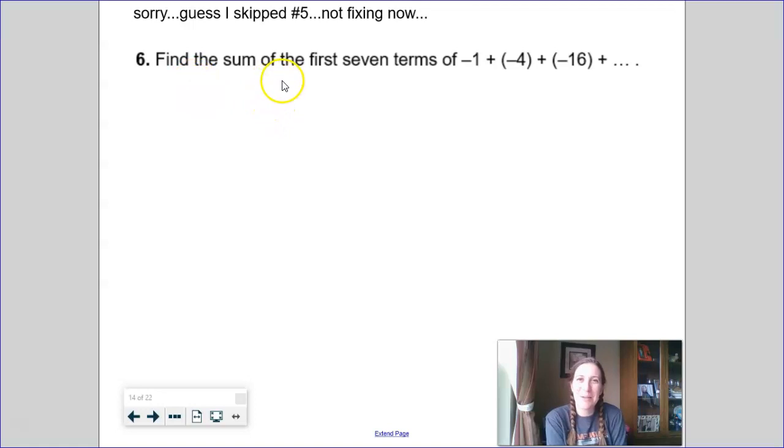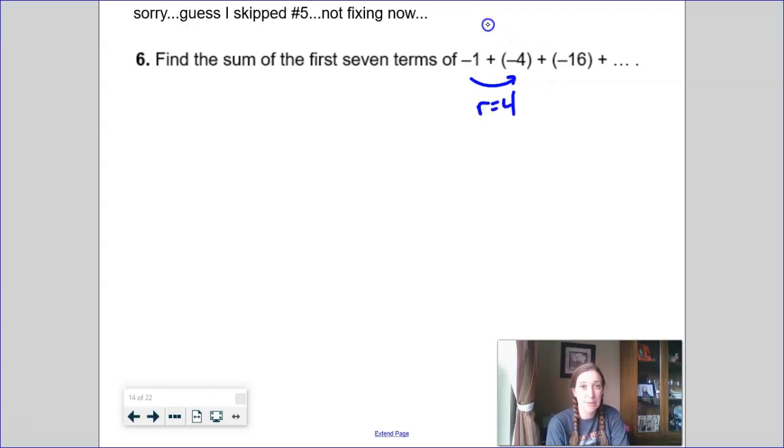All right, so the sum of the first 7 terms. Again, you could figure out the 7 terms, but that seems like too much work. So first you have to make a note that it is geometric. Looks like we are multiplying by 4. So the common ratio is 4.